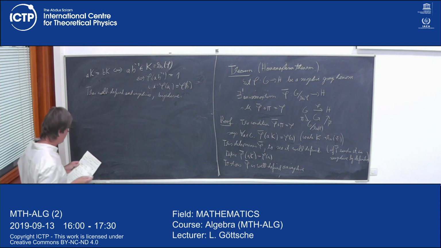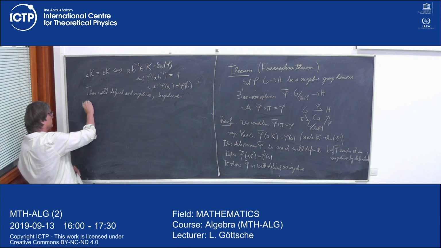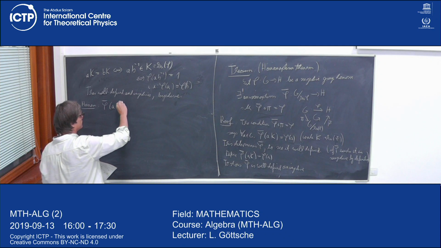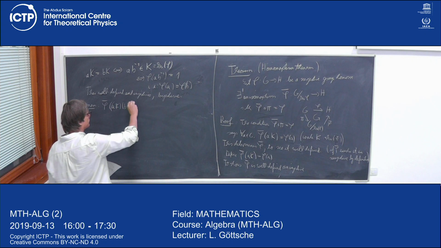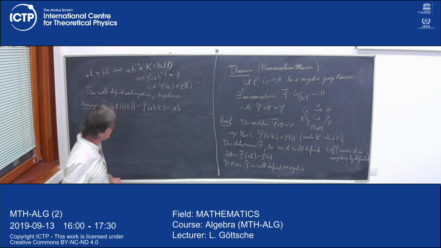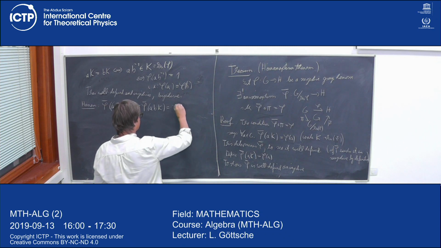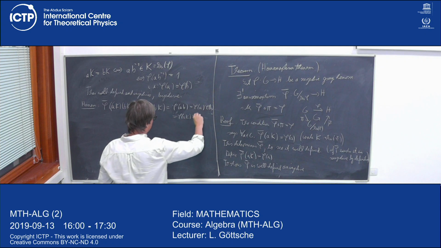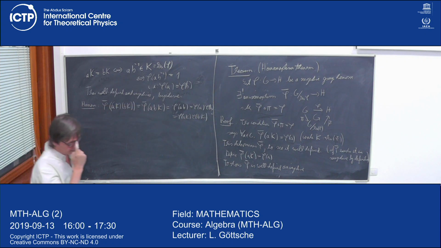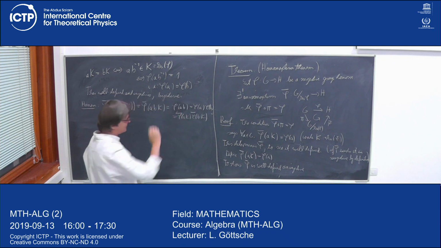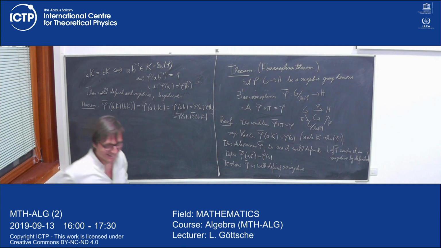And clearly it is a homomorphism. If I take phi bar of AK times BK, this is obviously phi bar of ABK, which is phi of AB, which is phi of A times phi of B, which is phi bar of AK times phi bar of BK. So just spell out the definitions.